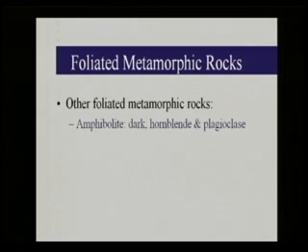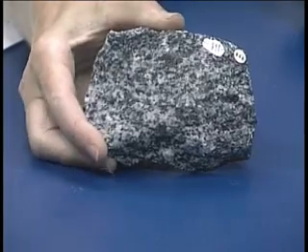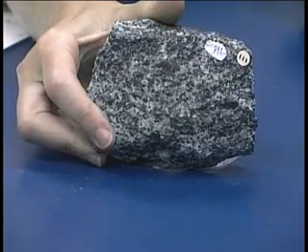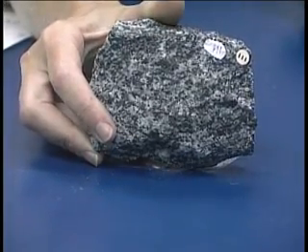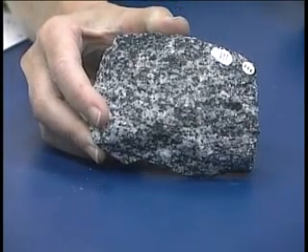Other foliated metamorphic rocks include amphibolite. It's a dark rock made from hornblende and plagioclase, and I have that as well to show you. I have a hand sample. There's an amphibolite: plagioclase and hornblende. Okay.